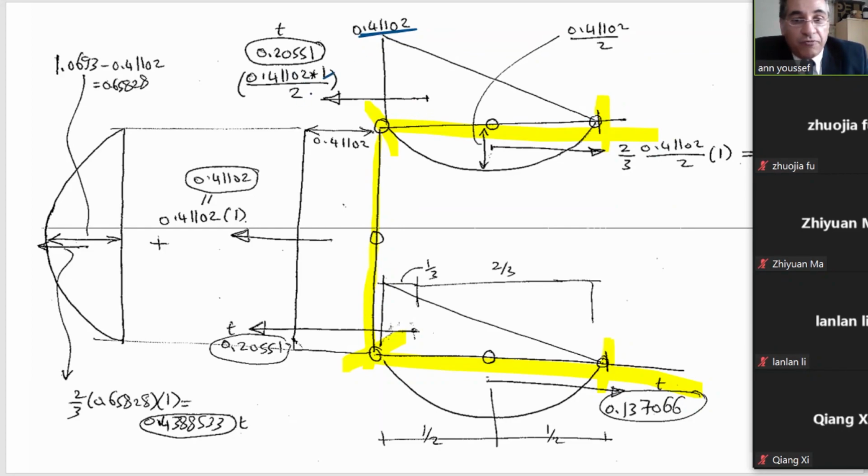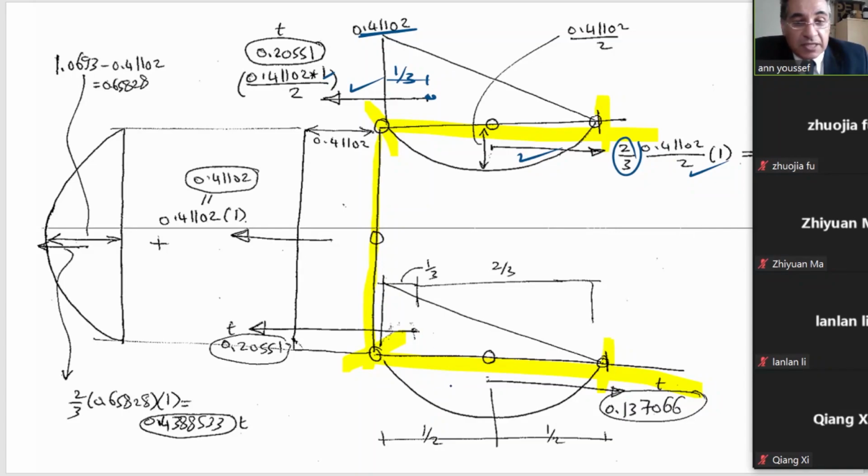Times attraction over 2, and it is applied in 1/3 of this element. So this area is 1/3, and here it is 2/3 of this value. This value is always 1/2 of this value, which is 0.411 over 2 times the length of the element. So you will get this value and you will get this value.